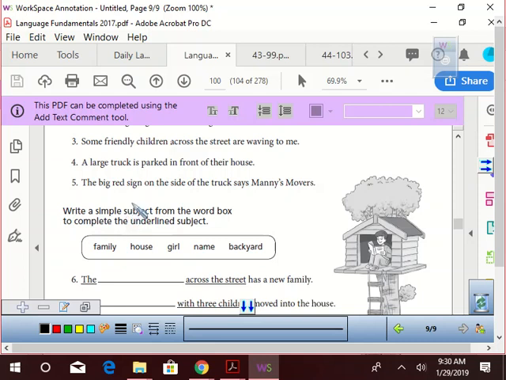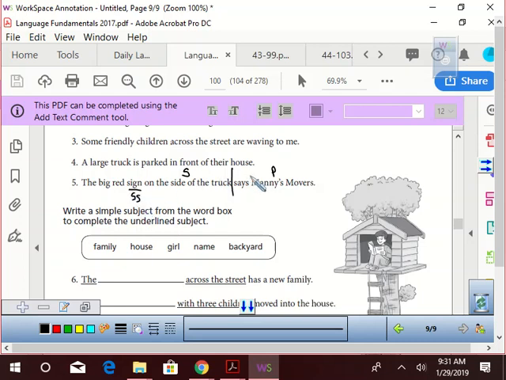Keep going. The big red sign on the side of the truck. Yep, that's the subject. What's it say? It says Manny's Movers. Predicate. Ooh, what's the simple subject here? Big truck. I think it's the sign. Yeah. Yep. It's the sign. The sign is the simple subject.